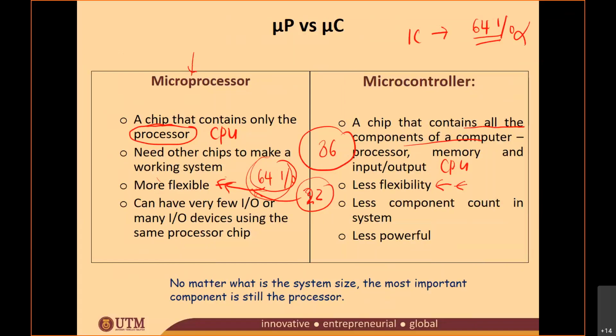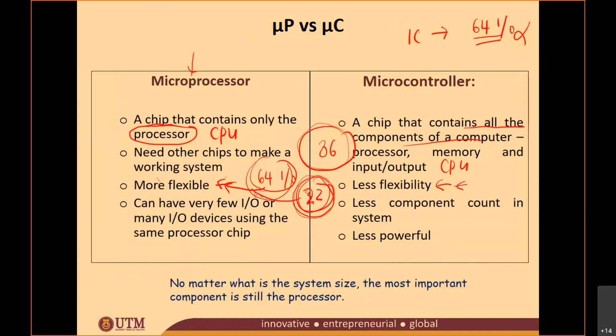So that is what we call less flexibility. In order to support up to 86 input output, you need to buy a new chip. But for the microprocessor, you only need to buy the input output peripheral chips. For the microcontroller, you need to buy the whole system.